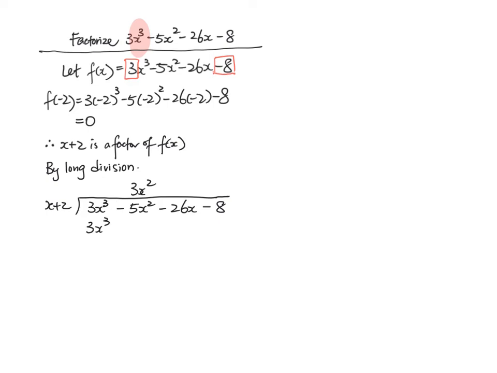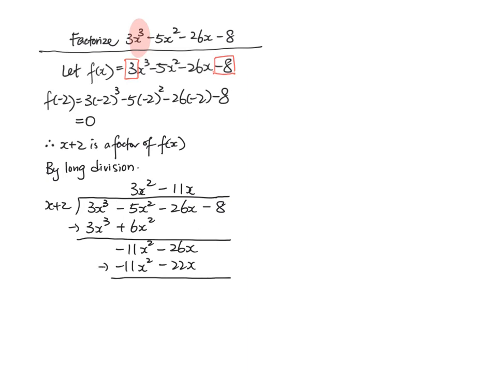Three x cubed plus 6x squared. So minus here, I will have negative 11, so that is negative 11x. Negative 22x. And that gives us, negative is positive, so negative 26 plus 22. That is negative 4x minus 8. Negative 4, I end up with this.